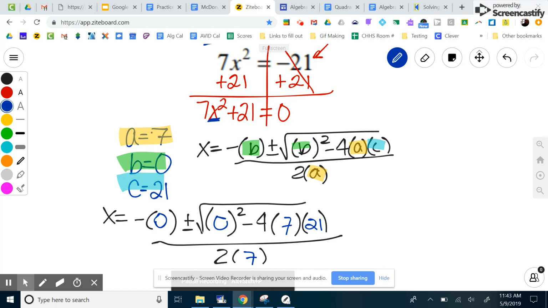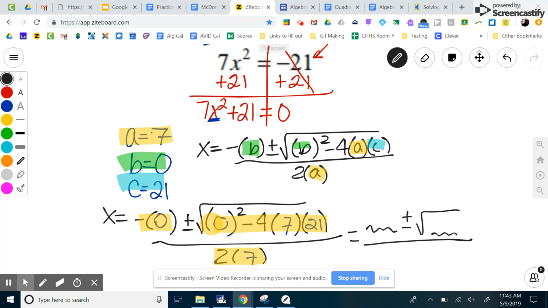Okay, so you should have gotten x equals the opposite of 0 plus or minus the square root of 0 squared minus 4 times 7 times 21 all over 2 times 7. So now we're ready to simplify. So there are 3 spots we got to simplify. Here, here, and here. So that means we're going to end up with some number plus or minus the square root of some number divided by some number. Okay? So opposite of 0 is our first thing. So opposite of 0, 0 doesn't have an opposite, so it's just 0.